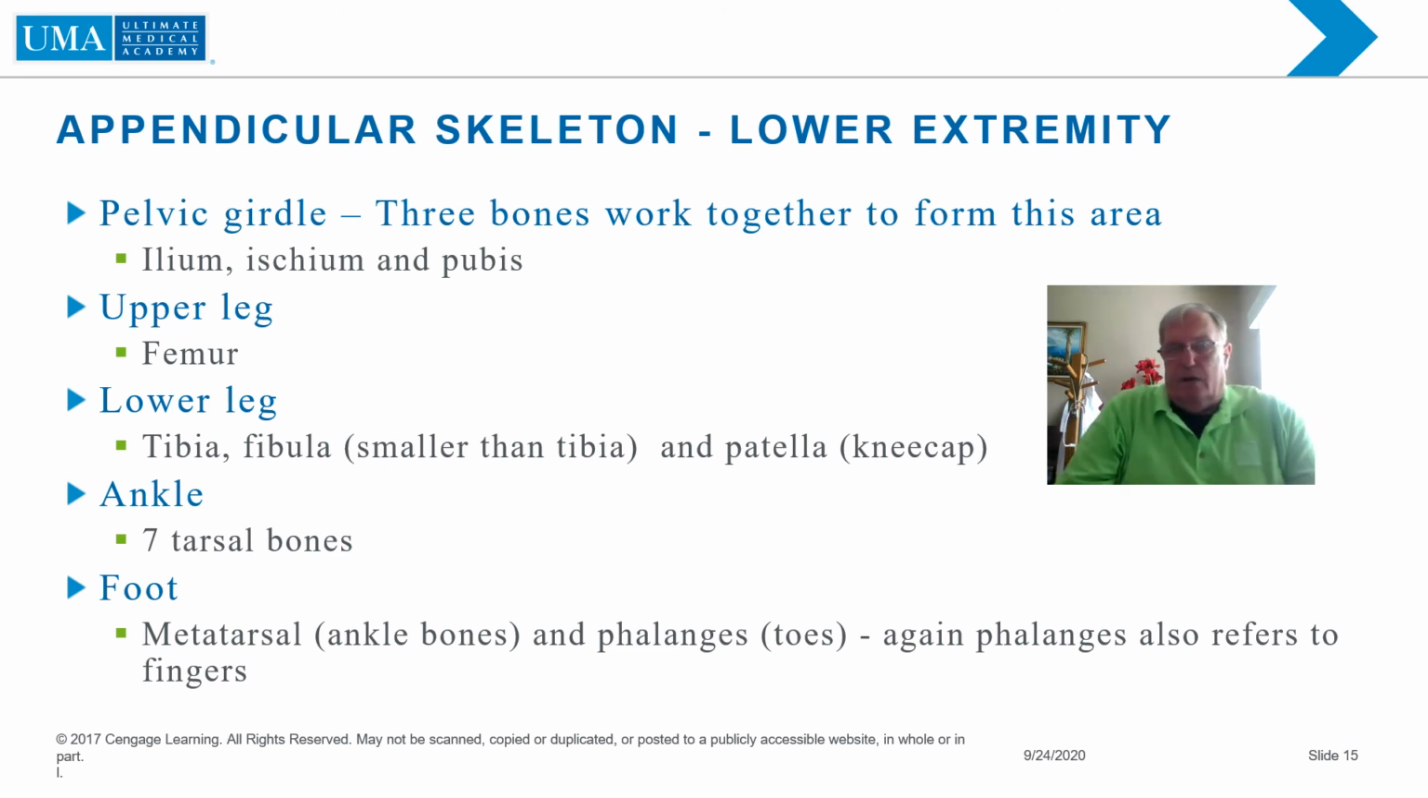And then there are the seven tarsal bones of your ankle. Then you have the foot. The foot has the metatarsals, which are connected to the ankle bones, and the phalanges, the toes. And again, phalanges are also on your hands, your fingers. So, understanding these common anatomical terms will help you in locating injuries and relating to your fellow medical staff and to your patients. So, this concludes pretty much this lesson, and I'll have a closing statement for you shortly.